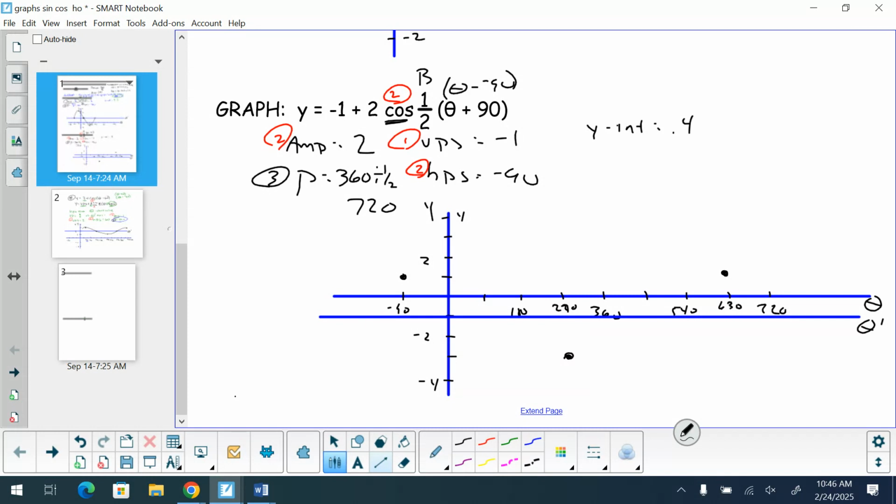JC, what would be those 2 values? The first one's 90, and then the second one is 450. And if we throw in our y-intercept at 4, I should have a natural flow through the y-intercept. If you do this and your y-intercept's way down here, you boofed something up.